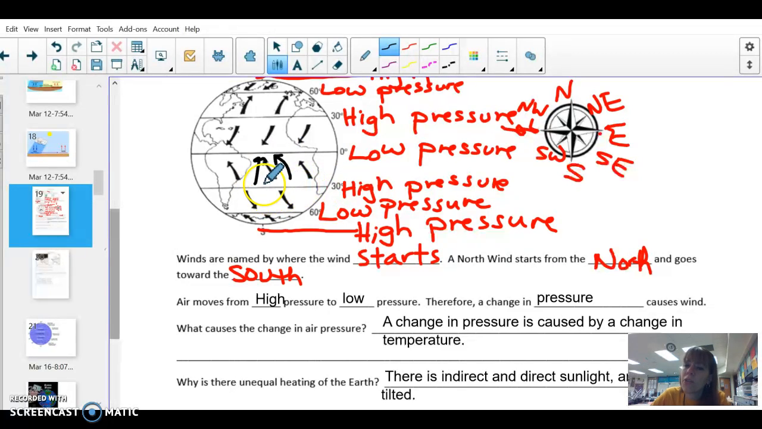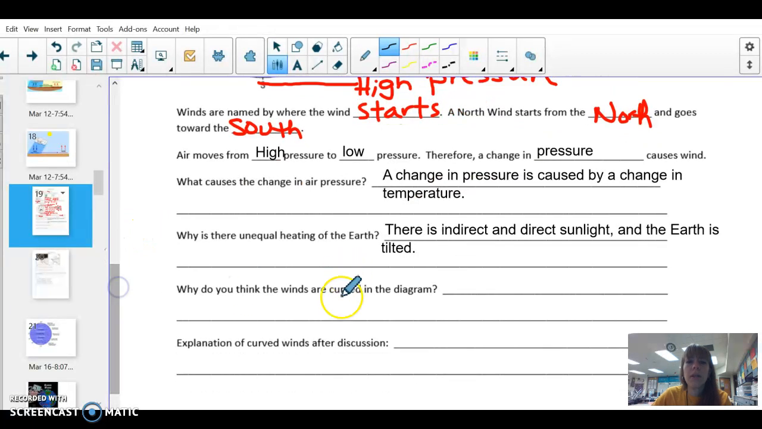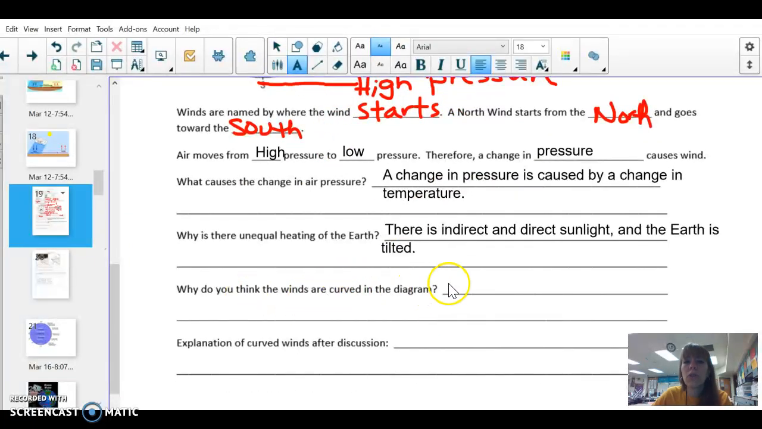Well, if it's trying to go from high to low pressure quickly, it doesn't make sense that it's not a straight line. So I want you to pause this video and think about, why do you think the winds are curved? Remember, it's a why do you think question. So you're thinking about what you've learned up until this point in our studies, and you're just making a good guess. It's okay if you're incorrect, but please pause and write in your answer. And then press play when you're done.